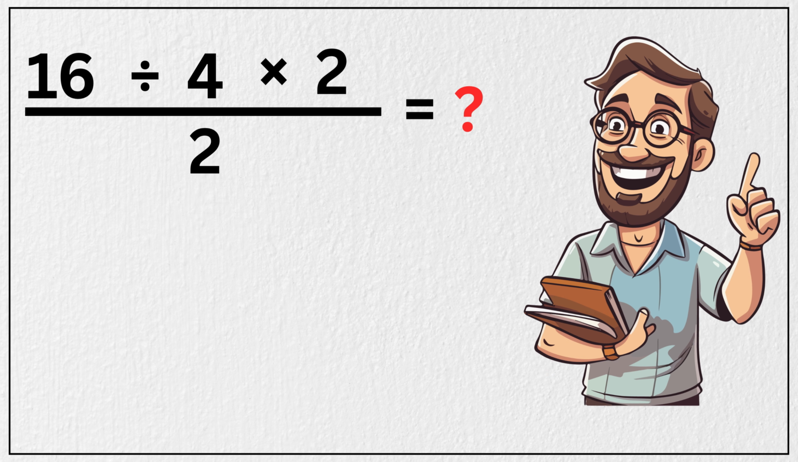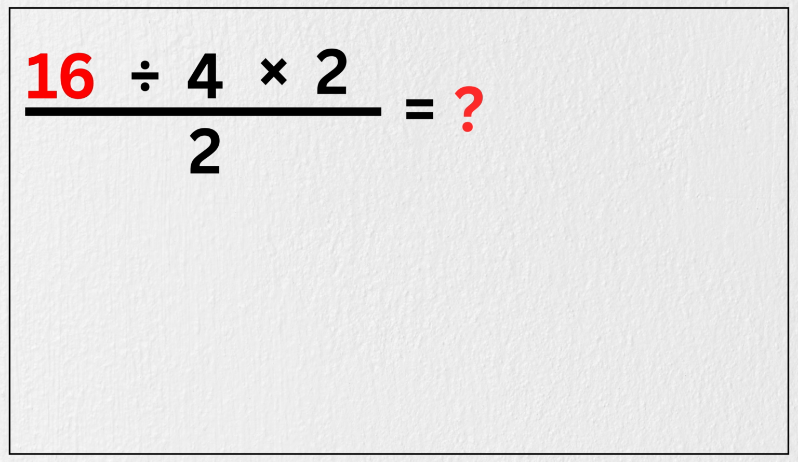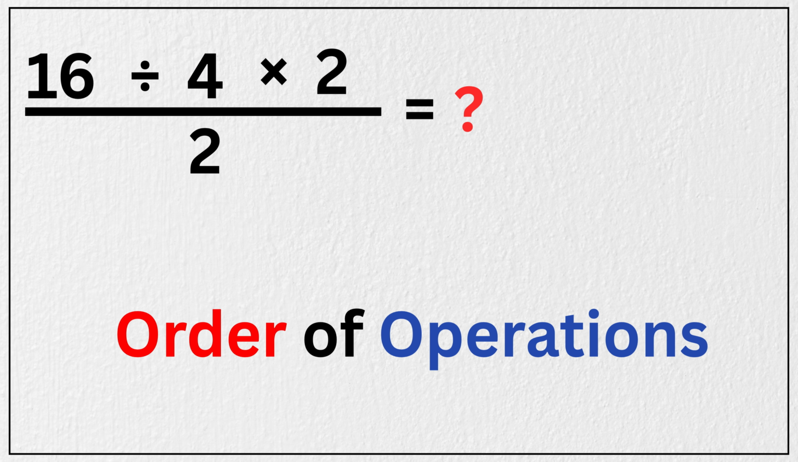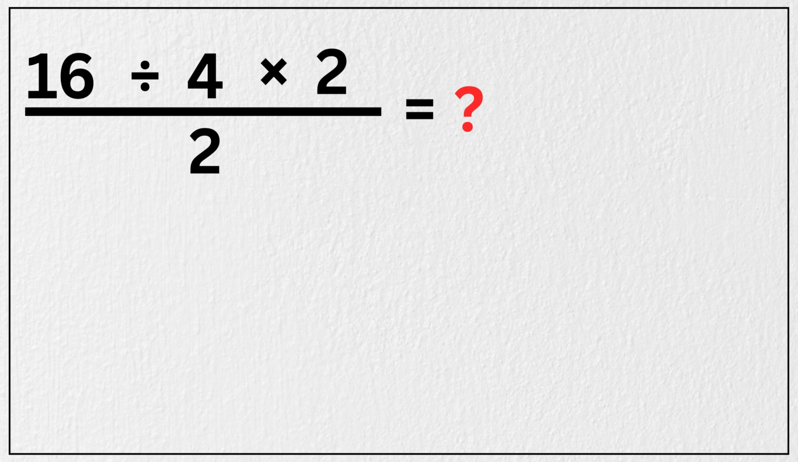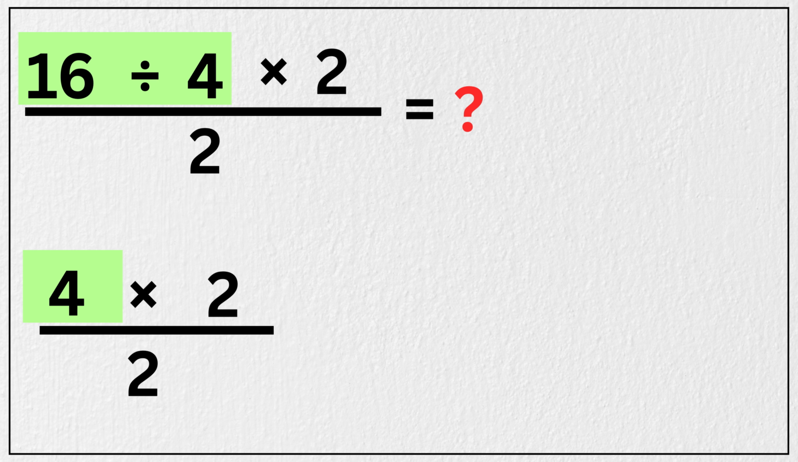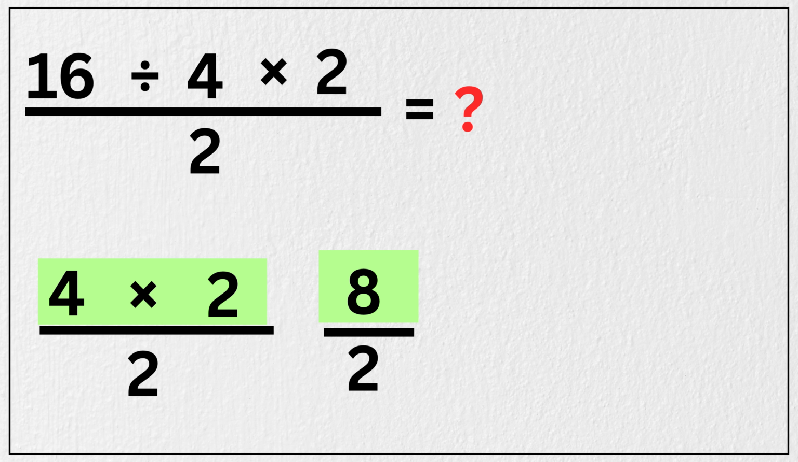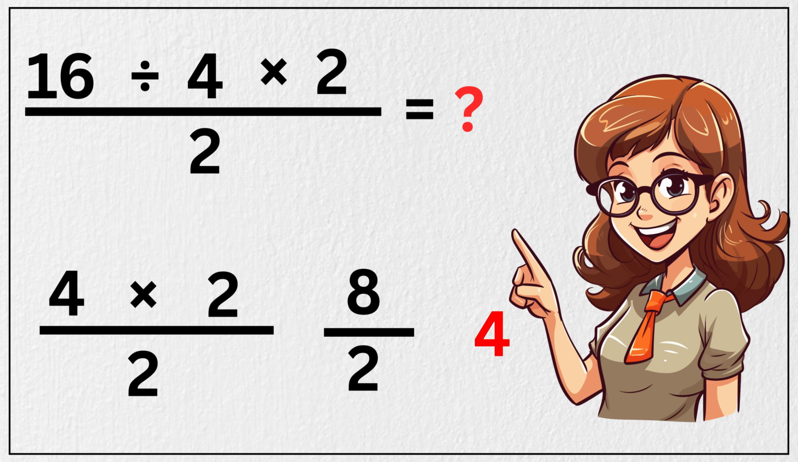Now let's use that idea to solve the problem correctly. We are given 16 divided by 4 multiplied by 2 divided by 2. According to the order of operations, we start from the left and look for any division or multiplication. The first operation from the left is 16 divided by 4. That gives us 4. So now our expression becomes 4 multiplied by 2 divided by 2. Next, still going from left to right, we do 4 multiplied by 2, which gives 8. Now we are left with 8 divided by 2. That equals 4. So the correct final answer is 4. That's it. Nothing fancy. Just following the correct order left to right and doing one step at a time.